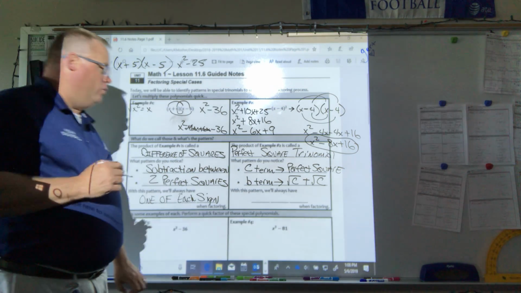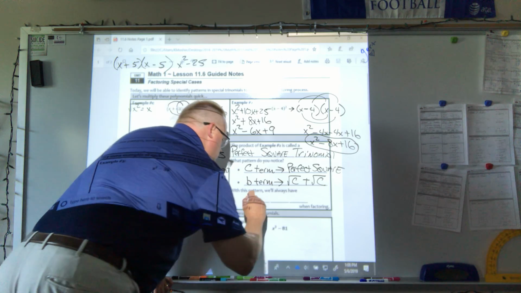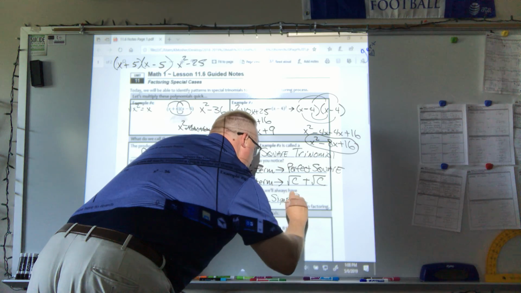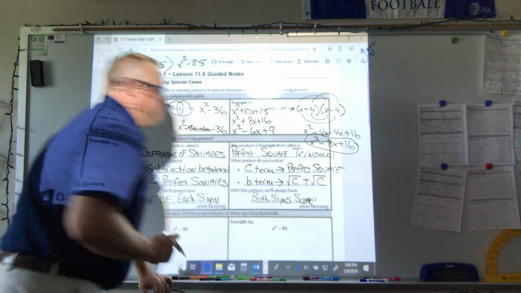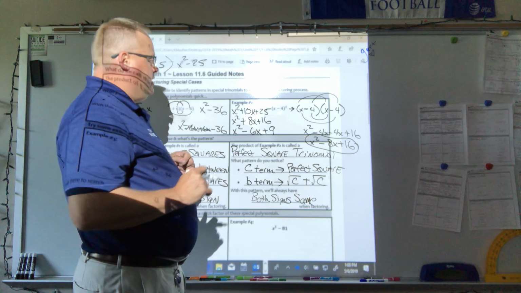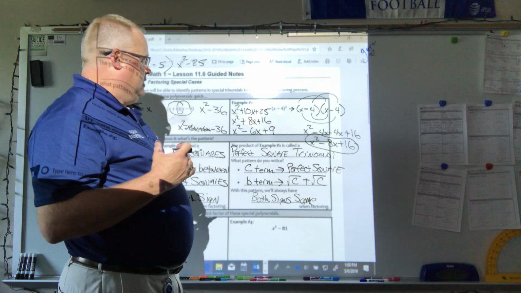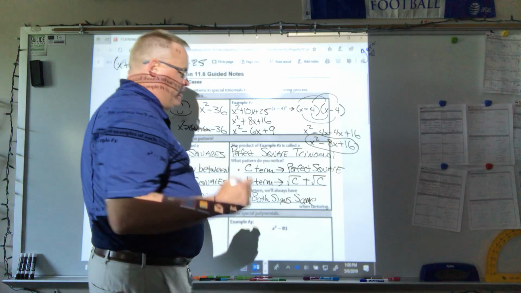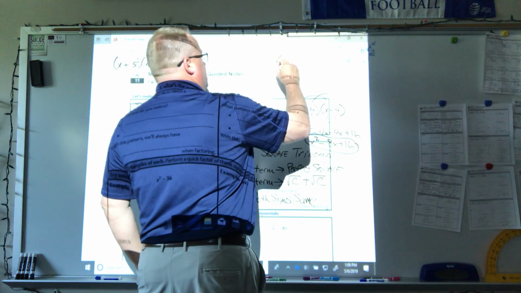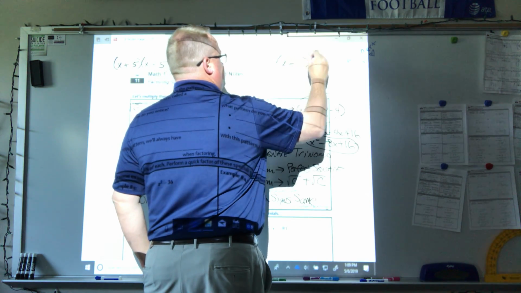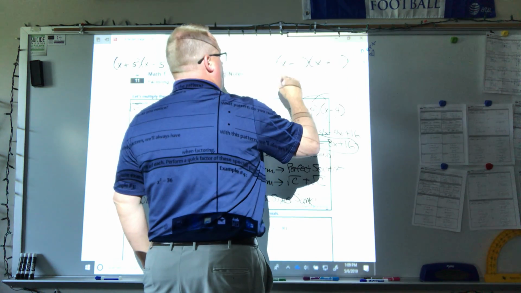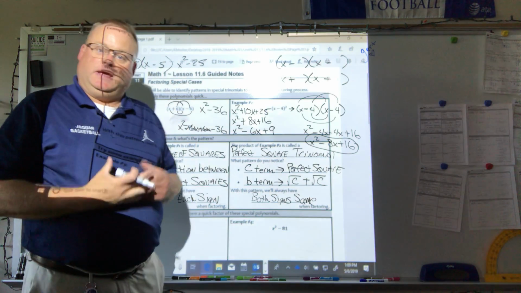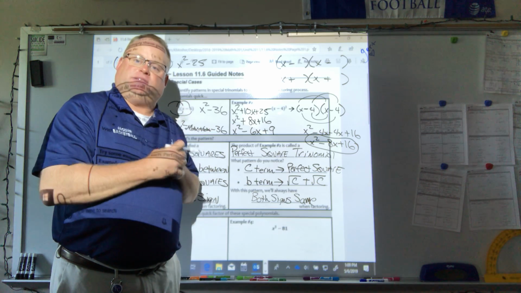With this pattern, we will always have both signs the same. And what I mean by that is, no matter what, if my middle term is going to be negative, both of them are going to be negative. So when I factor this, it's either going to be x minus inside for both, or x plus for both. Both signs are always going to be the same.